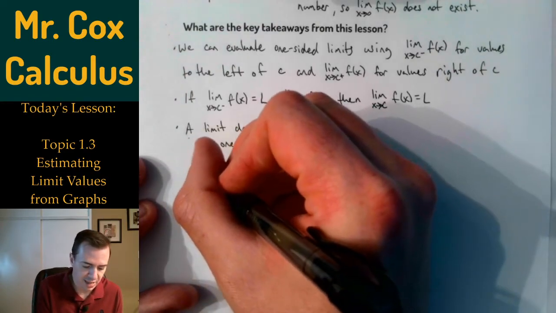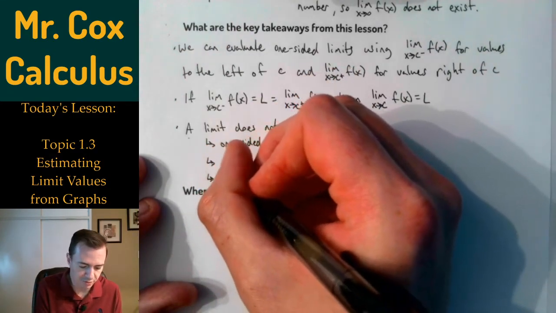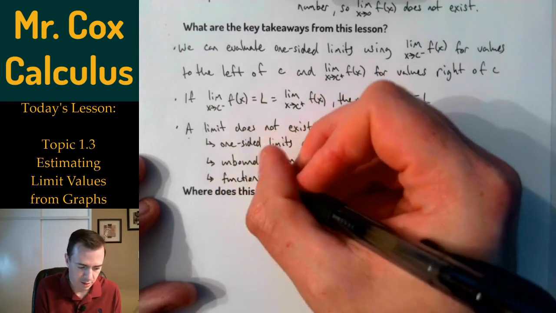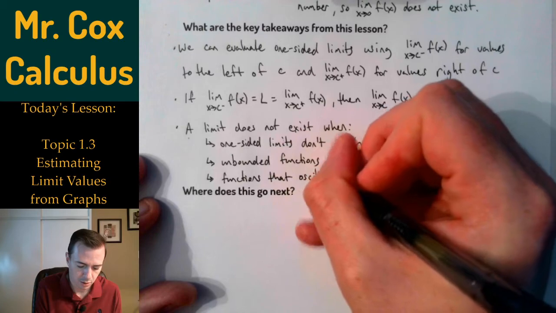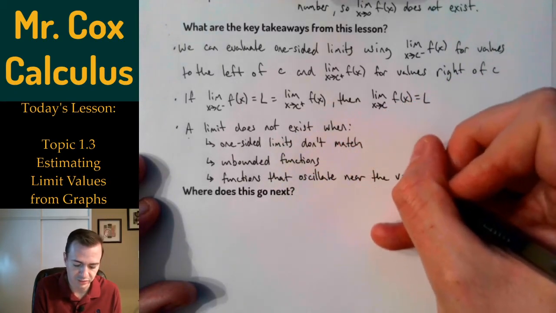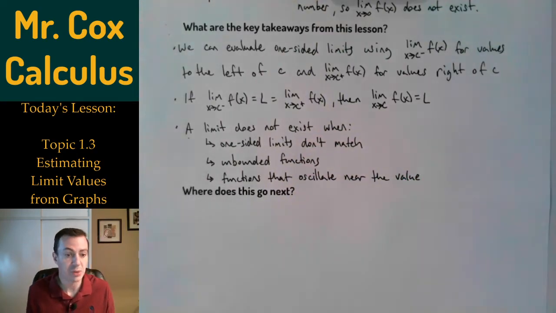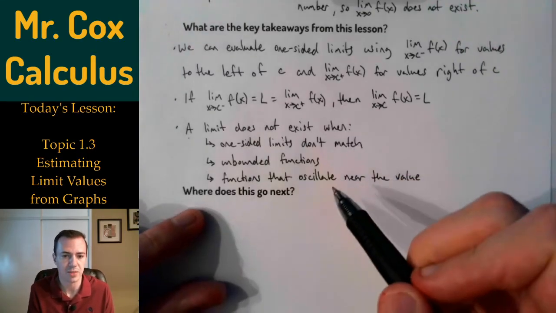And then the last case, a very peculiar case for limits, is whenever we have functions that oscillate near whatever that value of c is. And we saw that with the sine of 1 over x. As we got closer and closer to 0, the function just kept bouncing more and more rapidly between -1 and +1. It never headed towards a singular number, and so that meant that the limit doesn't exist.